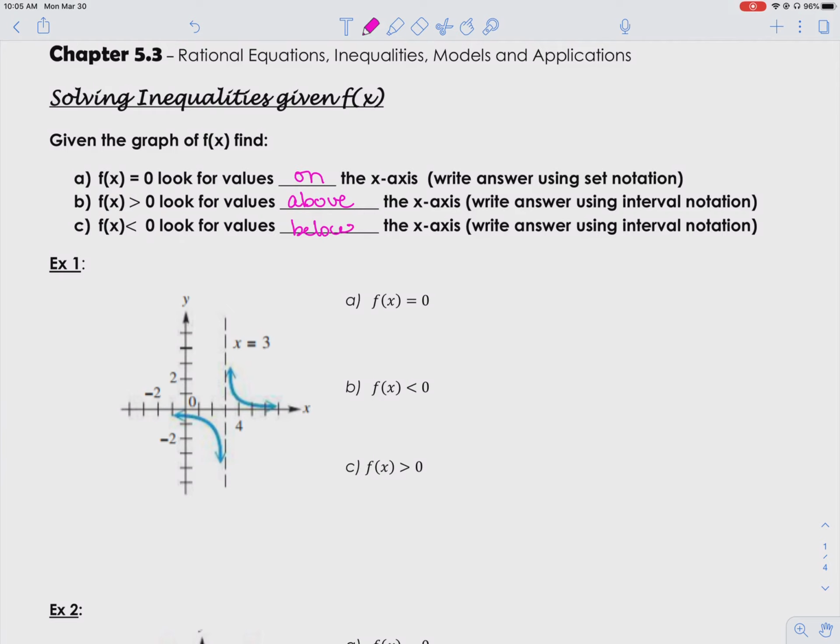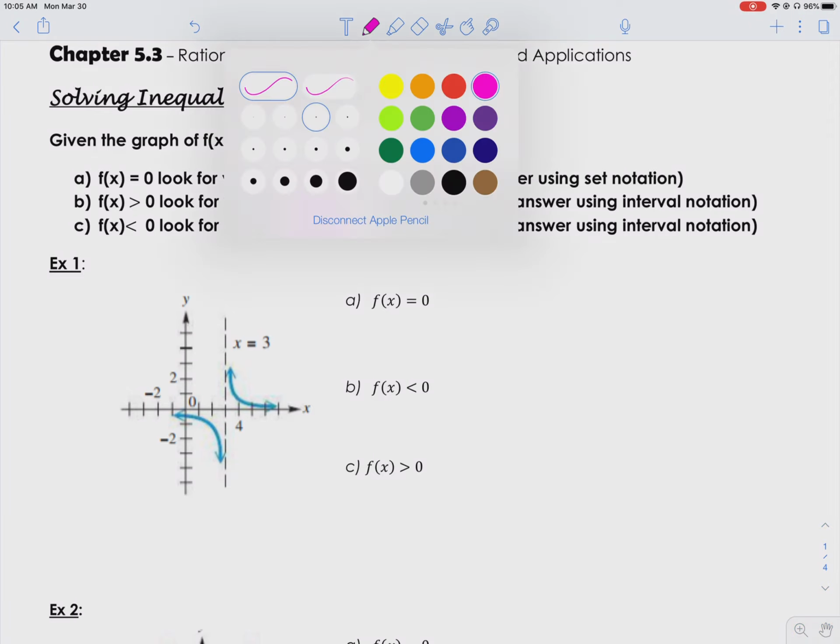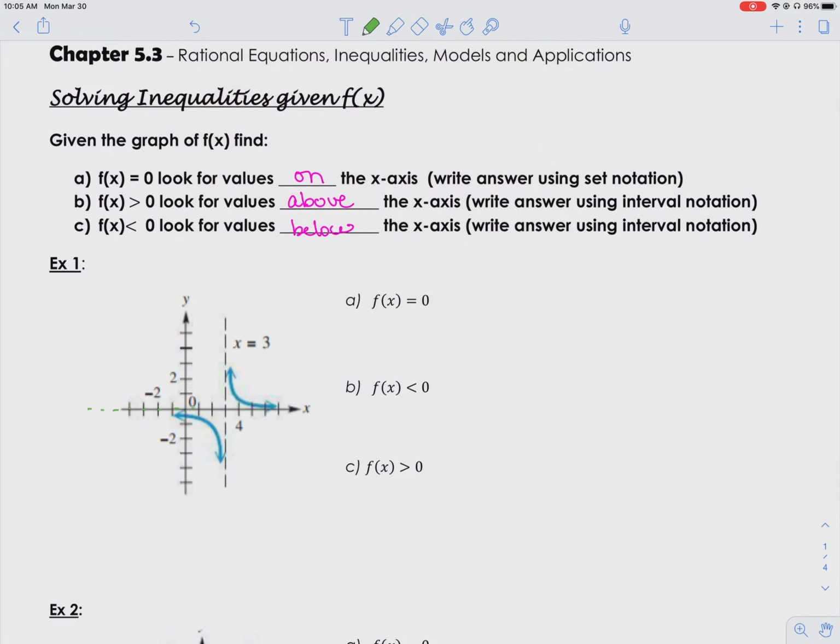Okay, so let's look at example number 1. You have your function. It's the graph in blue. I want to know where that function is equal to 0. So I need to know where it actually crosses or hits the x-axis. If you notice, the x-axis is actually an asymptote. So those graphs are getting really close to it, but it's never actually going to hit the x-axis. So there's not a solution where it's equal to 0.